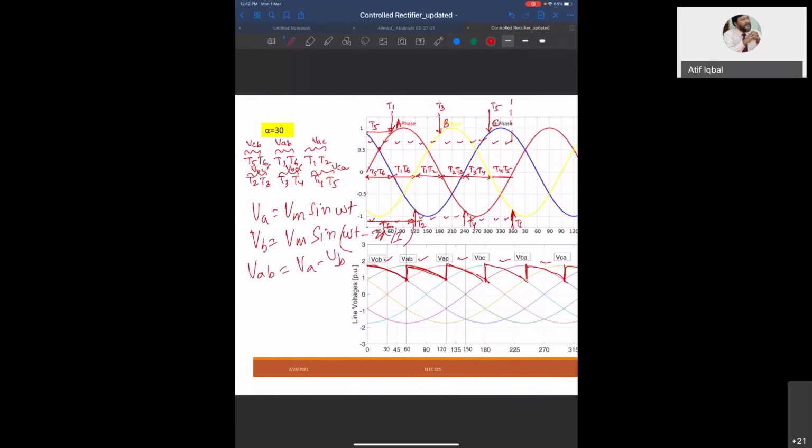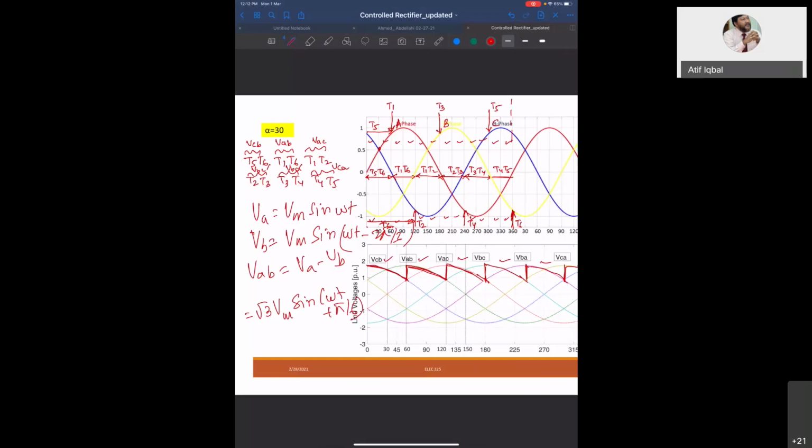And what will be the expression for this? √3 Vm sin omega t plus pi by 6. This will be the equation for VAB. You can do it graphically by phasor or by analytical expression. Both of them you get this. You know this, yes? Do you know this?